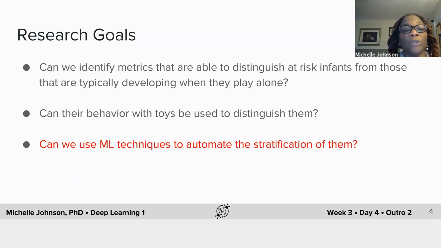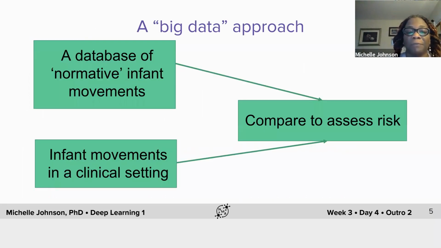So our research goals are to try and identify metrics that are able to distinguish at-risk infants from those that are typically developing when they play by themselves, and when they play with a toy. So can their behaviors help us distinguish them? We're asking whether machine learning techniques can help us to automate the stratification of these infants.